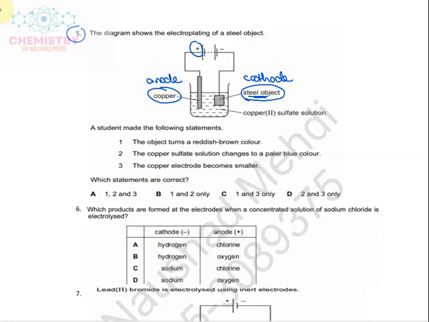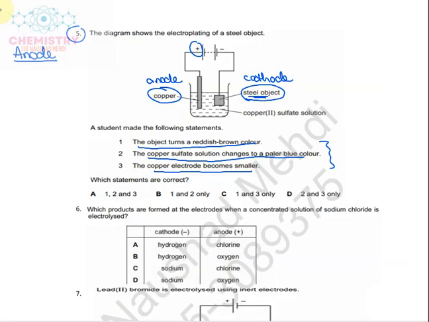Now here you can see it is saying the student made the following statement: the object turns a reddish brown in color, the copper sulfate solution changes from pale blue color, and the copper electrode becomes smaller. You have to see which of these statements is the correct one. So first of all, if we look at the process, what reactions are taking place at the anode and cathode.